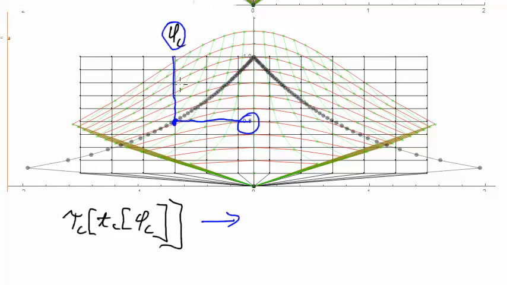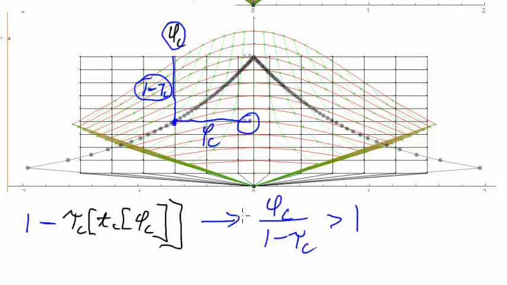And now what we need to do is take this thing, which is this distance here, which is 1 minus tau sub c, and we're going to create a ratio with phi sub c. The ratio phi sub c over 1 minus tau sub c is going to be greater than 1, I think, because this is curved outward. So this value here is always going to be a little bit longer than this value here.